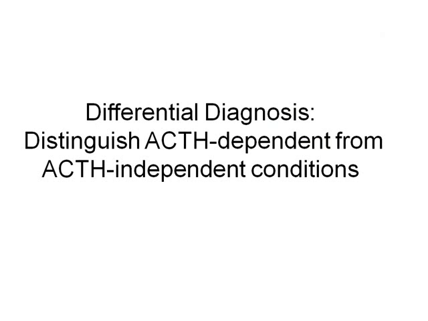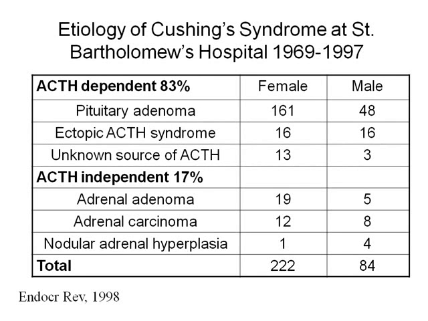Okay, the next thing to do is distinguish ACTH dependent from ACTH independent, because the source of the Cushing is going to determine what kind of doctor is going to help you evaluate and manage the patient. Especially in women, ACTH dependent cases are much more common. The vast majority of women, 161 out of 222, more than 3/4 of women, have a pituitary adenoma causing their Cushing syndrome, and much less so, only 50% or so, is true in men.